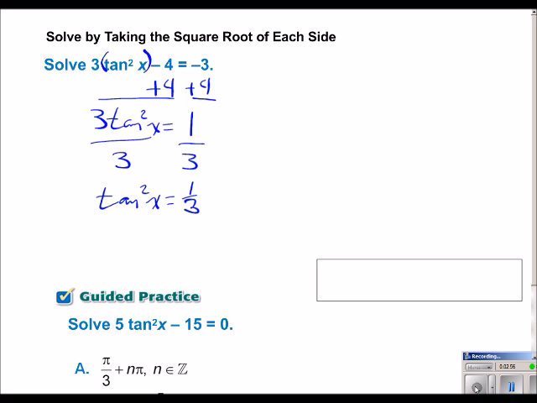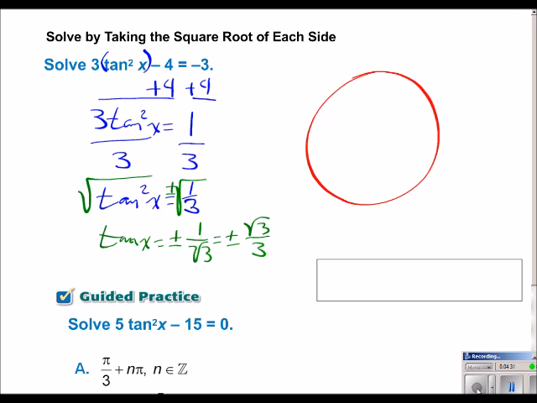And now, to get rid of the squared, we're going to take the square root of each side. And don't forget, when you take the square root of each side of an equation, that we have to put in the plus or minus. So we have the tangent of x is plus or minus the square root of 1 over 3, or 1 over square root of 3, which we recognize as being the square root of 3 over 3.